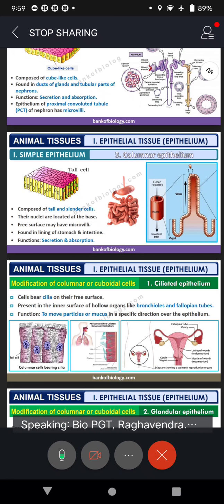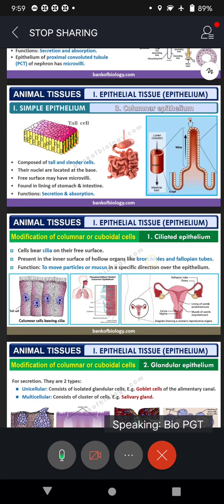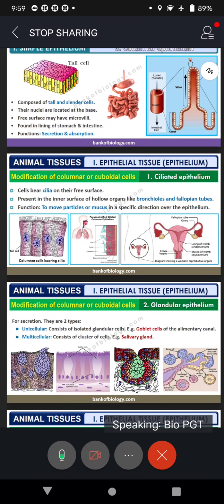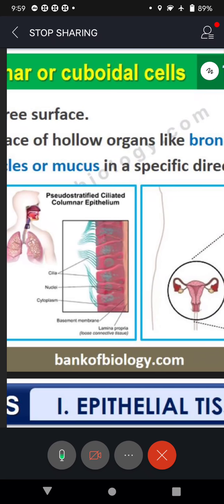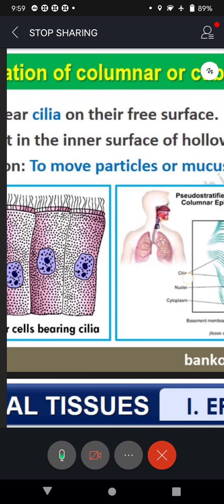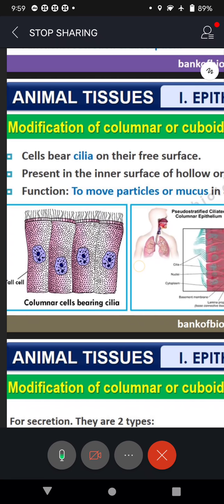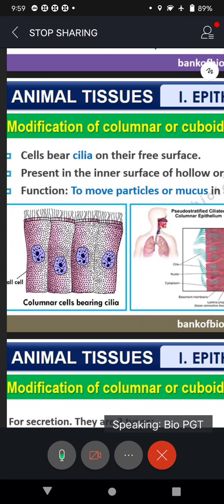Okay, so we go to modifications. Modifications are slight changes in the tissue. In ciliated epithelium, as the name suggests, cilia will be present. Now I am just expanding that. You can see the presence of cilia. Look at that, small hair-like structures. These are the cilia. So, having cilia, what do you expect? The function.